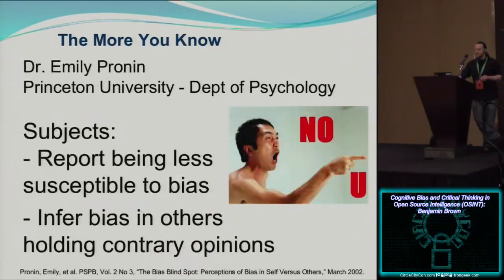There's been a lot of work done in this area by Dr. Emily Pronin at the Princeton University Department of Psychology. Throughout her tests, she's finding that subjects report being less susceptible to bias themselves and inferring heightened bias in others, especially when they hold opinions that are contrary.